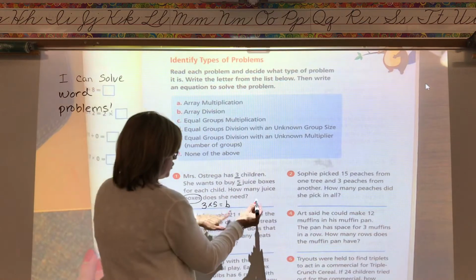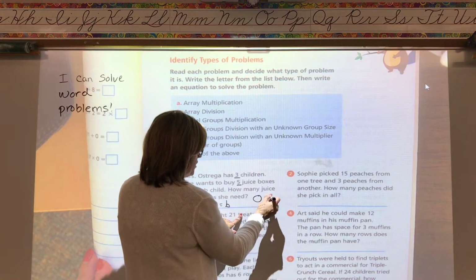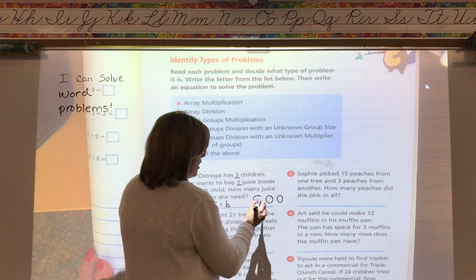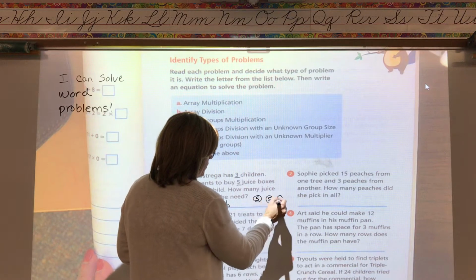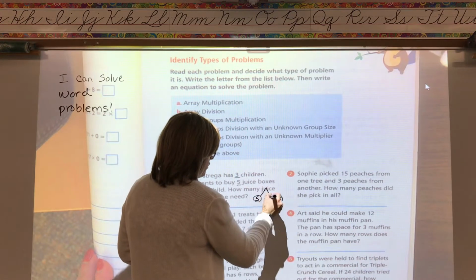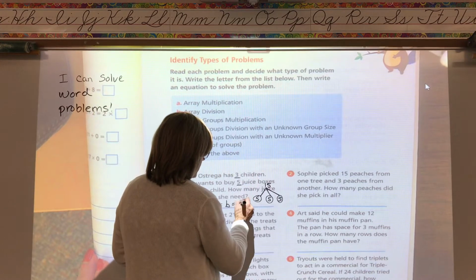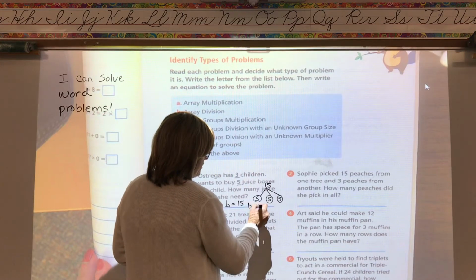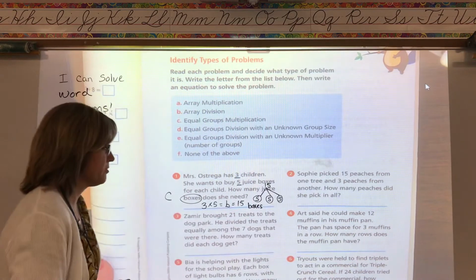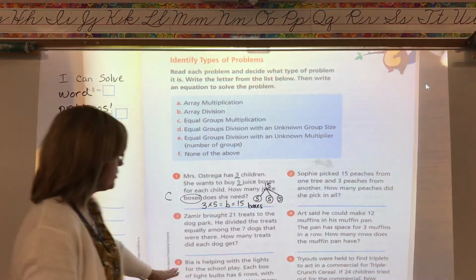Okay, what would you do? You would draw out your 3 groups. 1, 2, 3, and you could put a 5 in each one of them. We could do our little firework, 5, 10, 15. So 15 boxes. And you could write juice boxes if you want to be more precise. So that's what you're going to do.